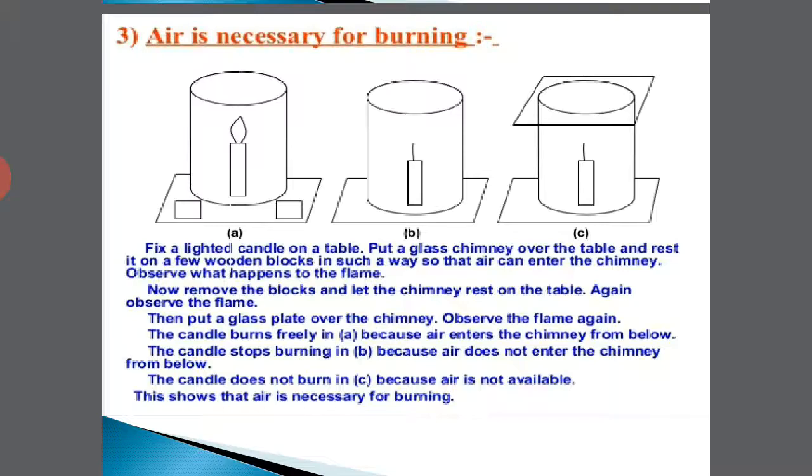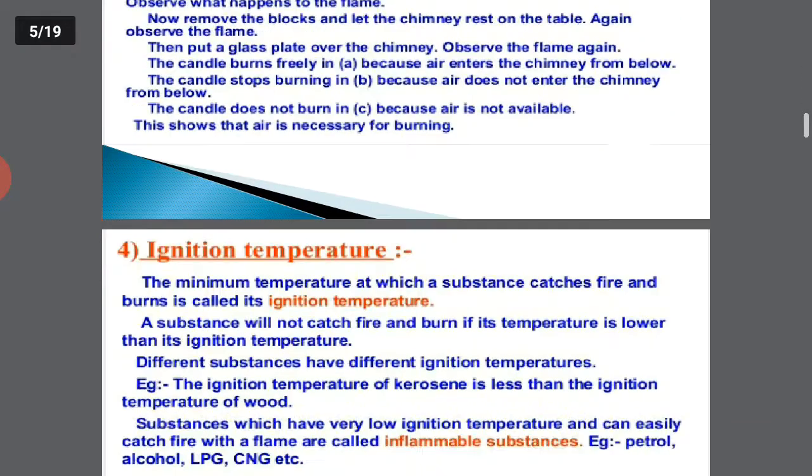In picture A, you can see, because the air is entering from below, the candle keeps burning. In the next picture, the candle stops burning because the air does not enter the chimney from below. Third, the candle does not burn because the air is not available. This shows that air is necessary for burning. Presence of air is a necessary condition for the combustion to take place, that the air must be present over there.